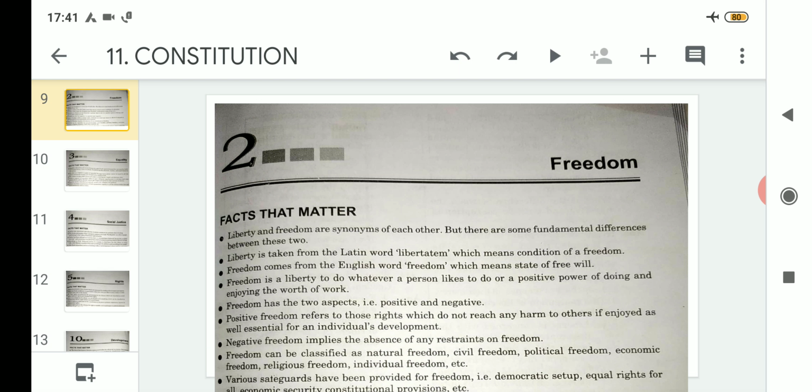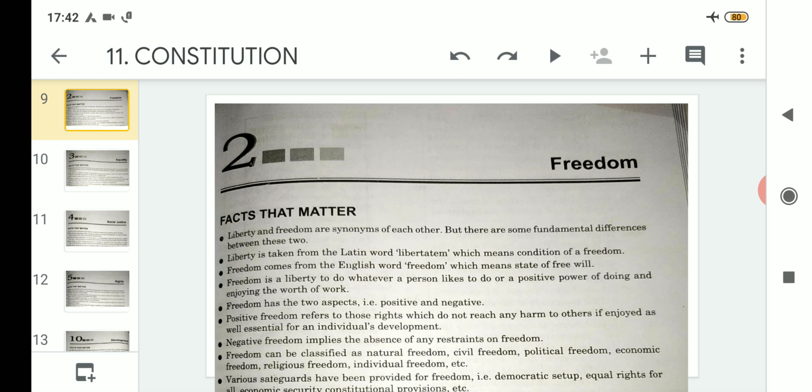Whereas negative freedom implies the absence of any restraints on freedom. That means no restrictions are there while you are enjoying the freedom. Some restrictions should be there, like while you are doing the work according to your own will, you should keep in mind that others should not be disturbed by your act. When these restraints and restrictions are not there on freedom, it can turn into negative freedom, because you will not care about anyone while doing the work. Clear? The absence of any restraints means there are no restrictions on your freedom, so that will turn into negative freedom.